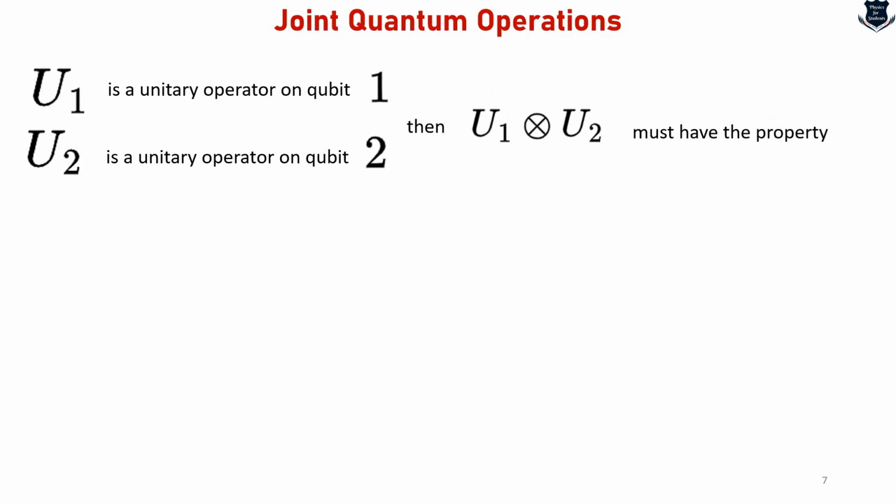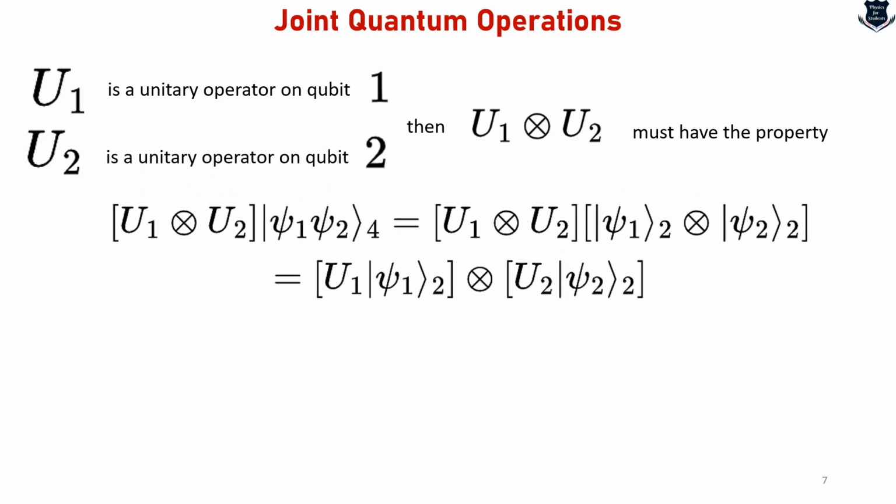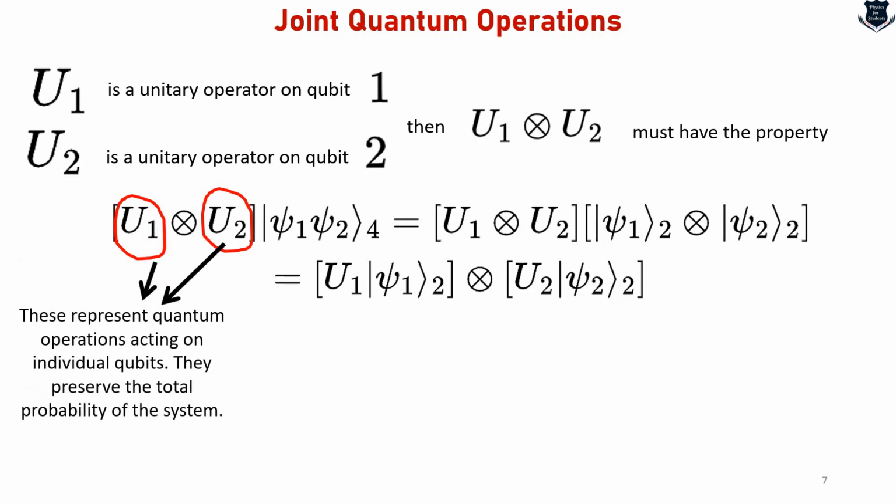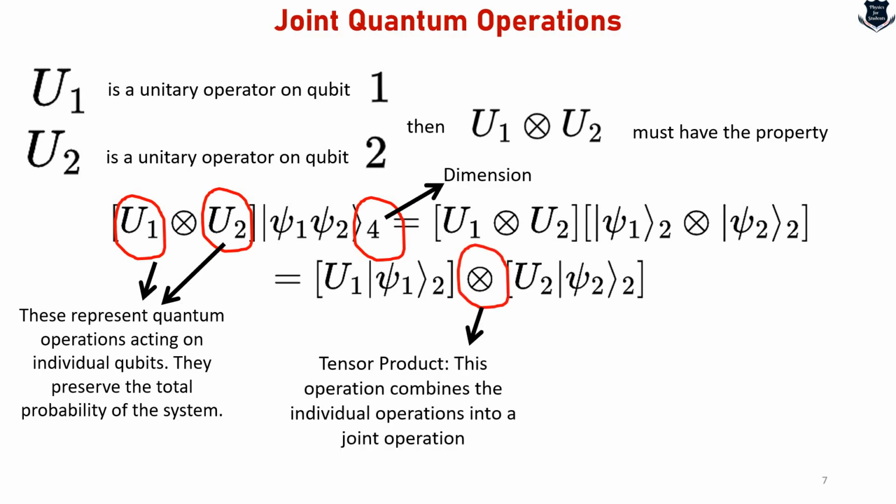When we take a tensor product, U1 times U2, this must have the property of this. Now it might look a little bit weird, but let me give you an idea of what this equation actually looks like. This U1 and U2 basically represent quantum operators which are acting on individual qubits. They preserve the total probability of the system, which is mathematically required. Now we go to this one, 4, which is called the dimension. We will look into that later also. This sign is called the tensor product, which combines the individual operations in order to make a joint operation.